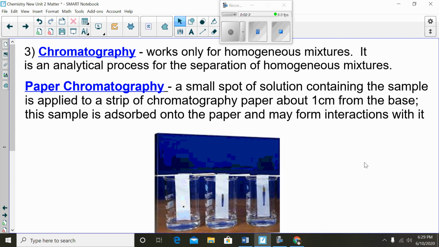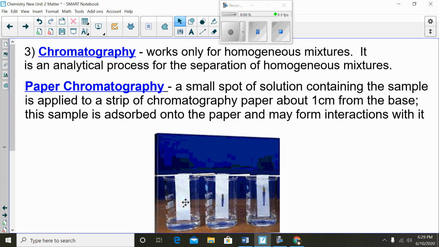the original beaker, containing the sample, is applied to a strip of chromatography paper about 1 centimeter from the base. So you just have to decide where the base is, and that would be in your instructions. And the spot is placed about 1 centimeter from the base. And you can probably tell, there are lines drawn on here in pencil to indicate this. So this sample is absorbed onto the paper and may form interactions with it.